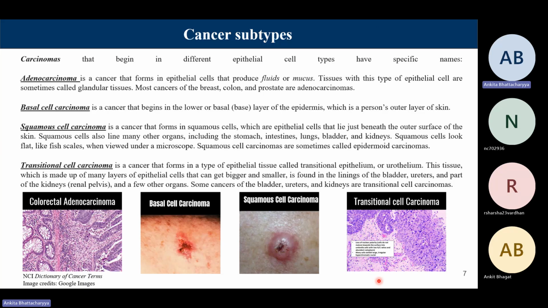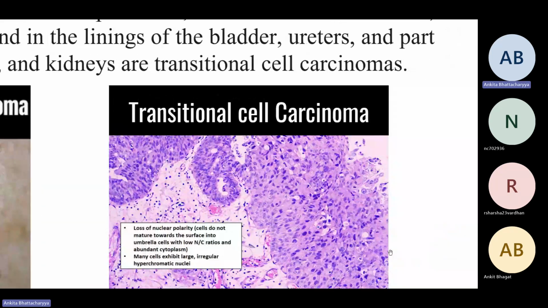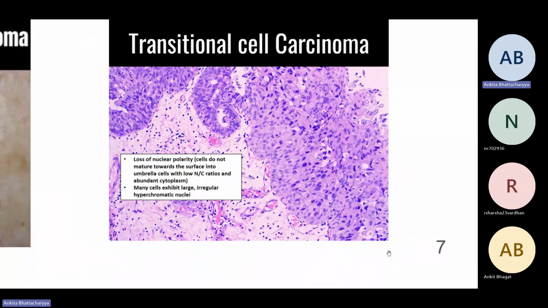This was a comparison of all of these different types: colorectal, basal, squamous cell carcinoma, and we had looked at this last time as well, for transitional cell carcinoma, what are the different sub categories that are necessary for characterizing it as a TCC or a transitional cell carcinoma. First of all, there is a loss of nuclear polarity, which means that cells do not mature towards the surface into umbrella cells with low NC ratios and abundant cytoplasm.